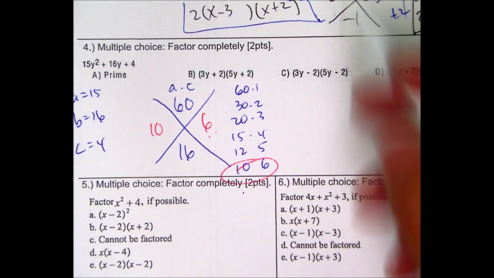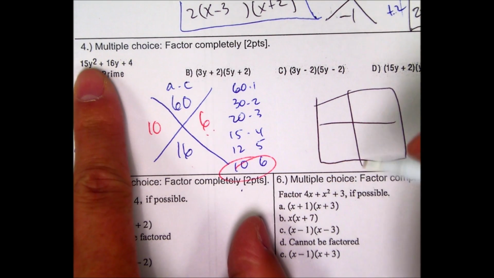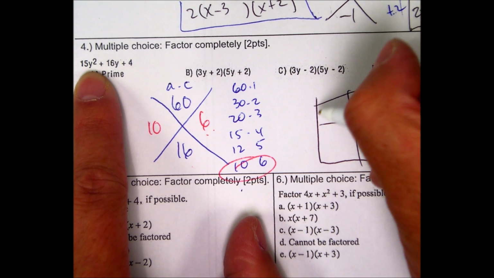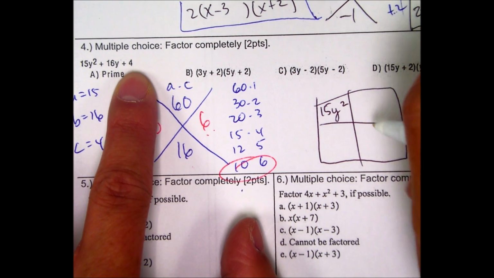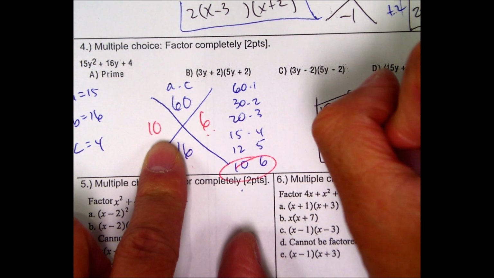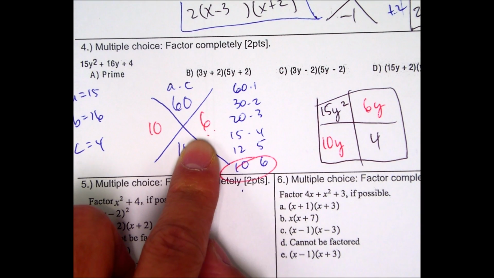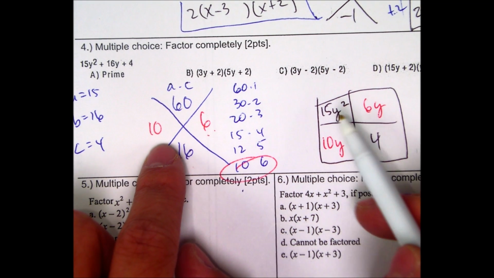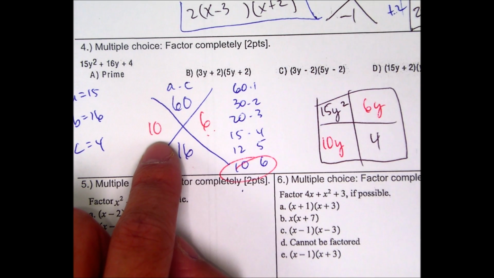Now, I must do my box, so let's go ahead and do that. Here I have 15y squared. Bottom right is always your C value. And I'm going to go ahead and add these values now. This is a 10y, and this is a positive 6y. Now pay attention here. I know that 15 is going to be 5 and 3. Well, the question is, where do I put the 5 and where do I put the 3?